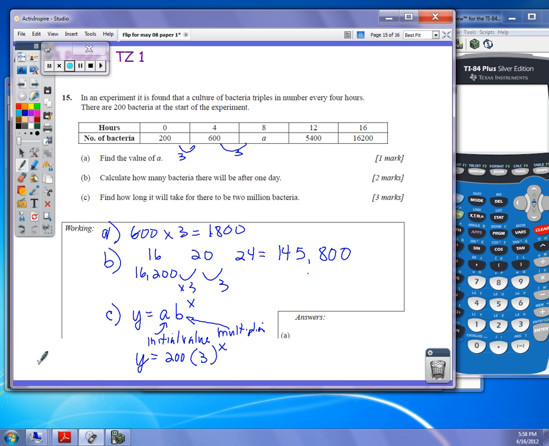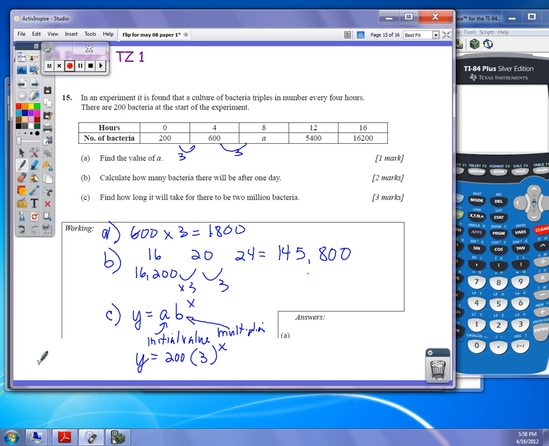And again, if you had come up with this equation in part B, you would just substitute 24 for x, since 24 hours is 1 day, and you would have ended up with the same answer. What they want us to do in part C is to figure out how long it will take for there to be 2 million bacteria. 2 ways to do this.